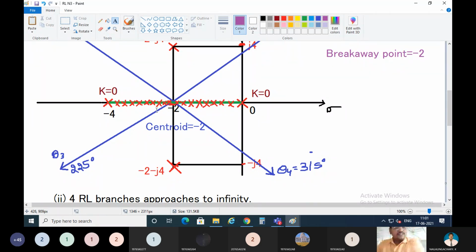So always the breakaway direction, the angle of the breakaway point, is always plus or minus 180 degrees by r.